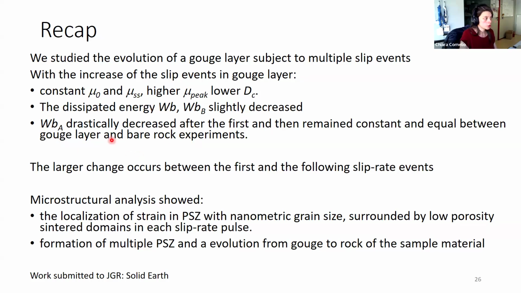Moreover, there is a huge change in the energy between the first and the second pulse, and this is due to what is happening at the beginning of our deformation stage, between zero slip and the dA slip. Most of the changes occur between the first and the second pulse. From a microstructural point of view, due to multiple slip events we have the formation of multiple principal slipping zones, and the evolution of the gouge material into something more similar to a bedrock.